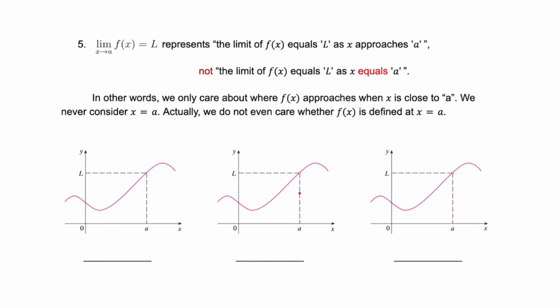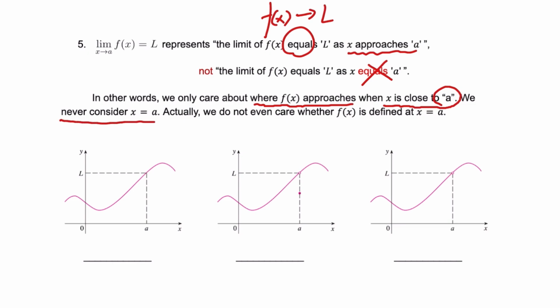There's one more tricky thing about limit. Like I said, even though there's a word equal here, what it really represents is f of x approaches L. And the same thing for x value. It is x approaches a, not x equals a. We only care about where f of x approaches as x is close to a. We never consider x equals a. Actually, we don't even care whether f of x is defined at this place x equal to a. And there are 3 graphs for us to practice this idea.